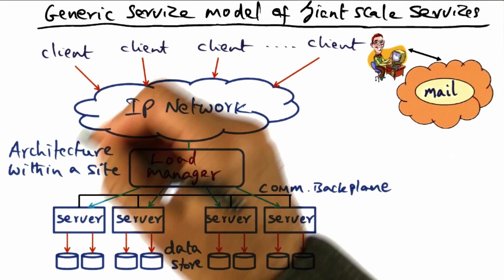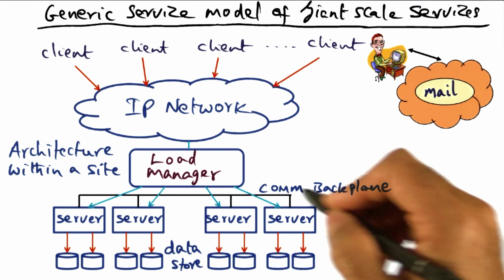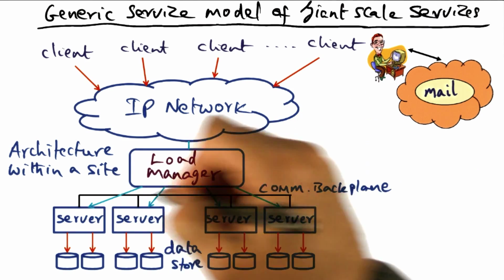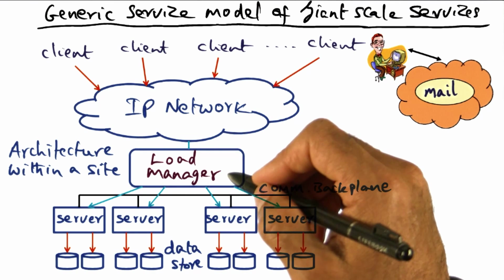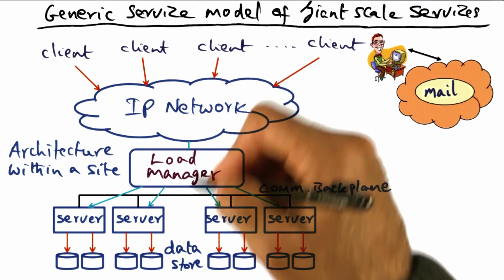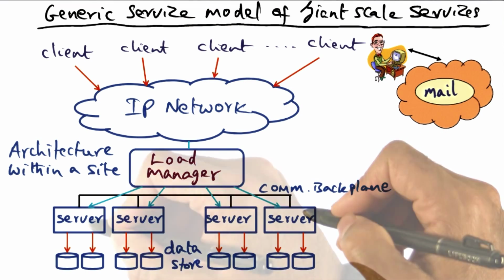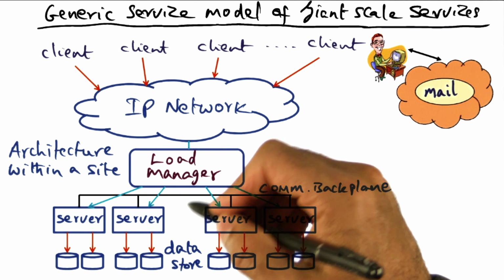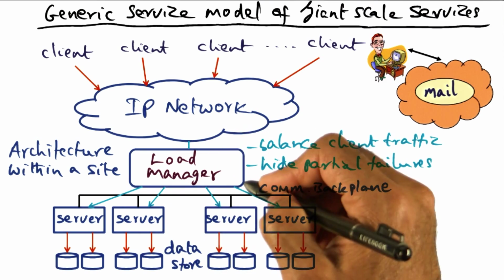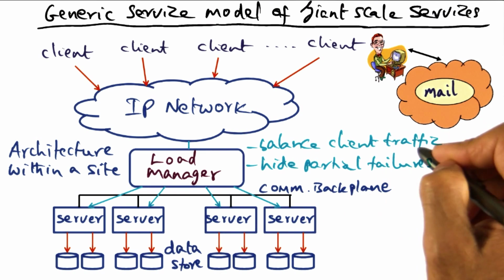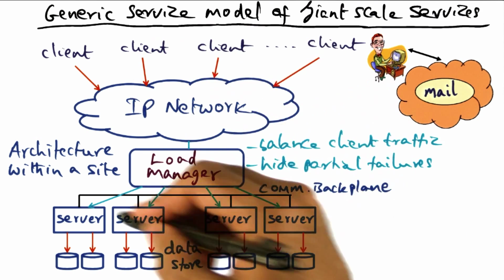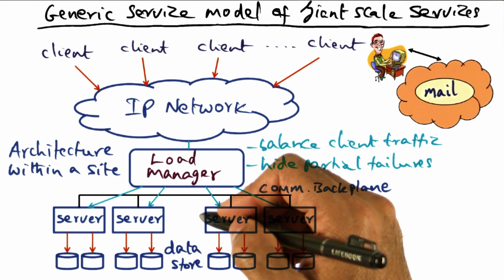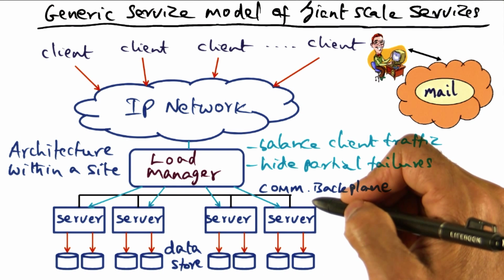Now, in the generic picture that I'm showing you here, the load manager that is sitting in between these servers and the IP network redirects an incoming client request to one of the servers. The chosen server may then process the query and answer the client. The role of the load manager is to balance the client traffic among all the servers. Basically, the load manager has to make sure that no particular server is overloaded.